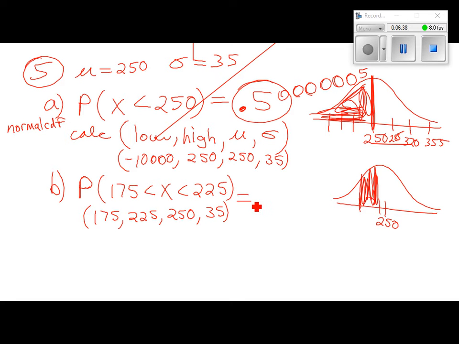Punch all this into your calculator, what do you get? 0.2214. Does that seem feasible? Seem like that could be a normal answer? Yeah, so 22% of the bills are between 175 and 225.